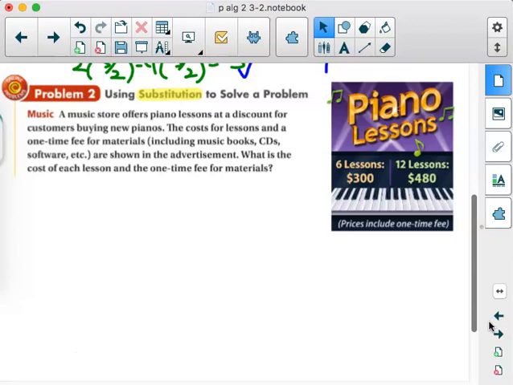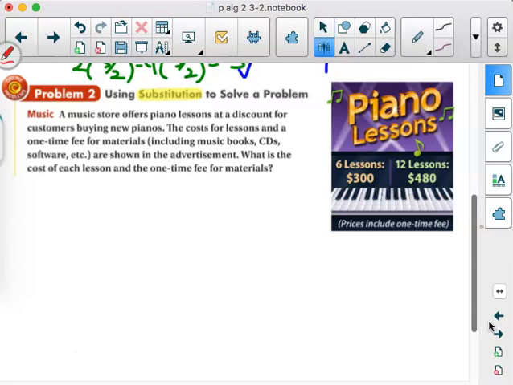So using substitution to solve a problem, we've got a music store that offers piano lessons at a discount for customers that buy their new pianos. So if you buy their pianos, then they give you this and say, here, this is how you can start those lessons. The cost for lessons and a one-time fee for materials, includes the music books, the CDs, all the software, all that good stuff, are shown in the advertisement. What is the cost of each lesson and the one-time fee for the materials? That's what you'd want to know as a parent, or maybe as you're taking the lessons yourself as a consumer, you'd want to know, how much is this?